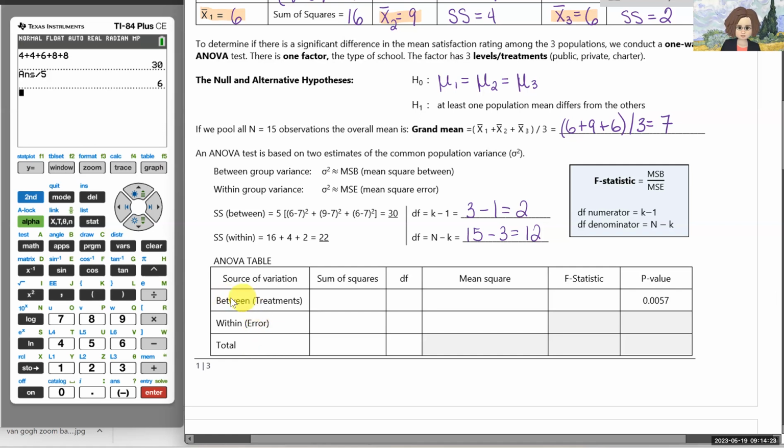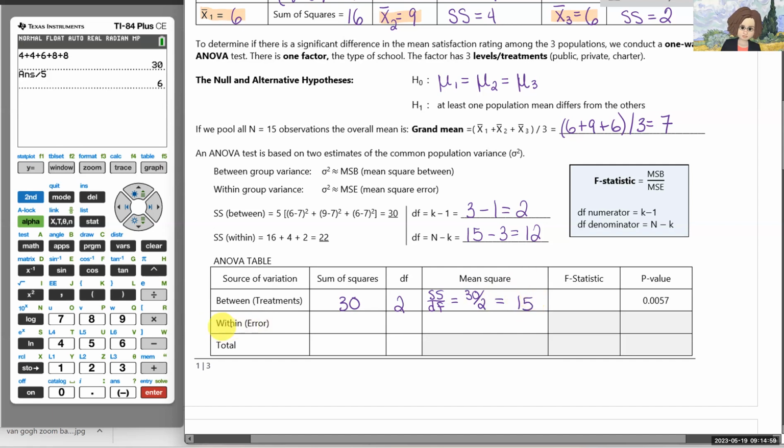So if we say between group variation or variation within the treatments or populations, the between groups is looking at that value with a sum of the squares of 30. Its degrees of freedom was 2. So a mean square is a sum of squares divided by degrees of freedom. In this case, 30 divided by 2 gives us 15.